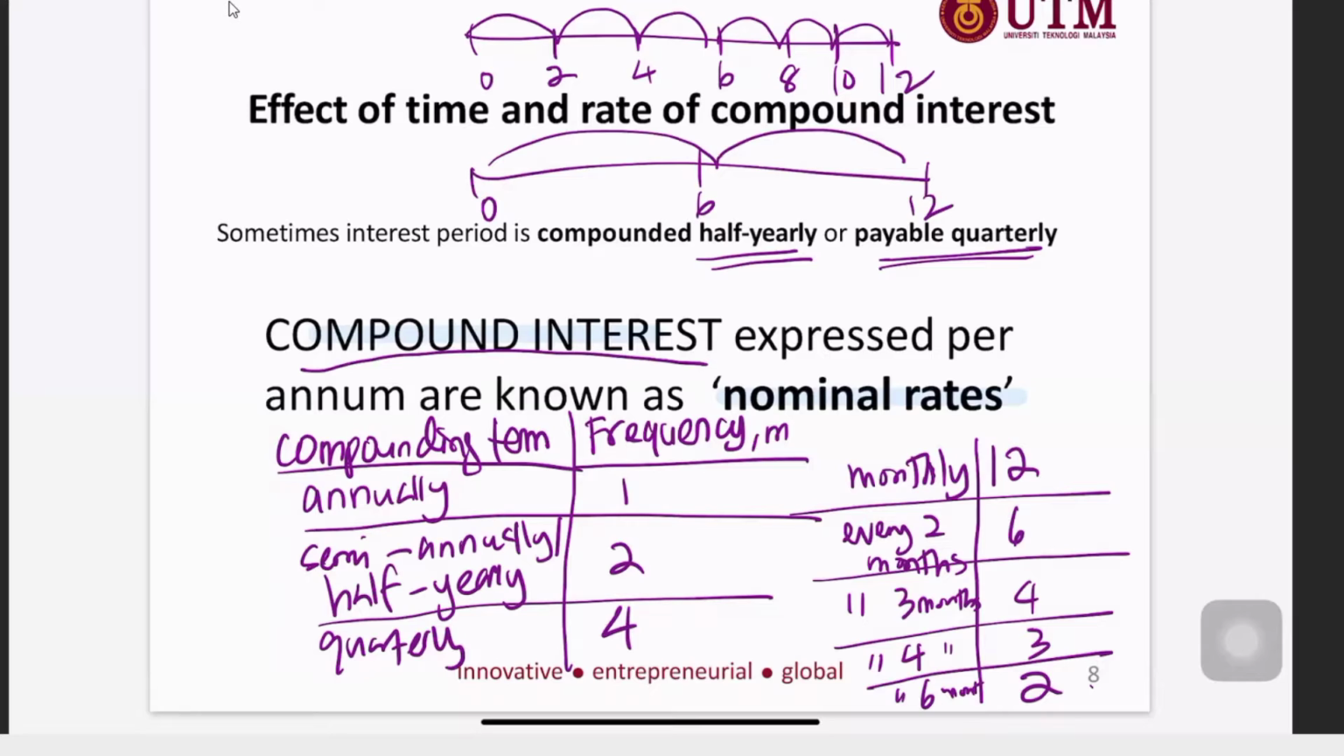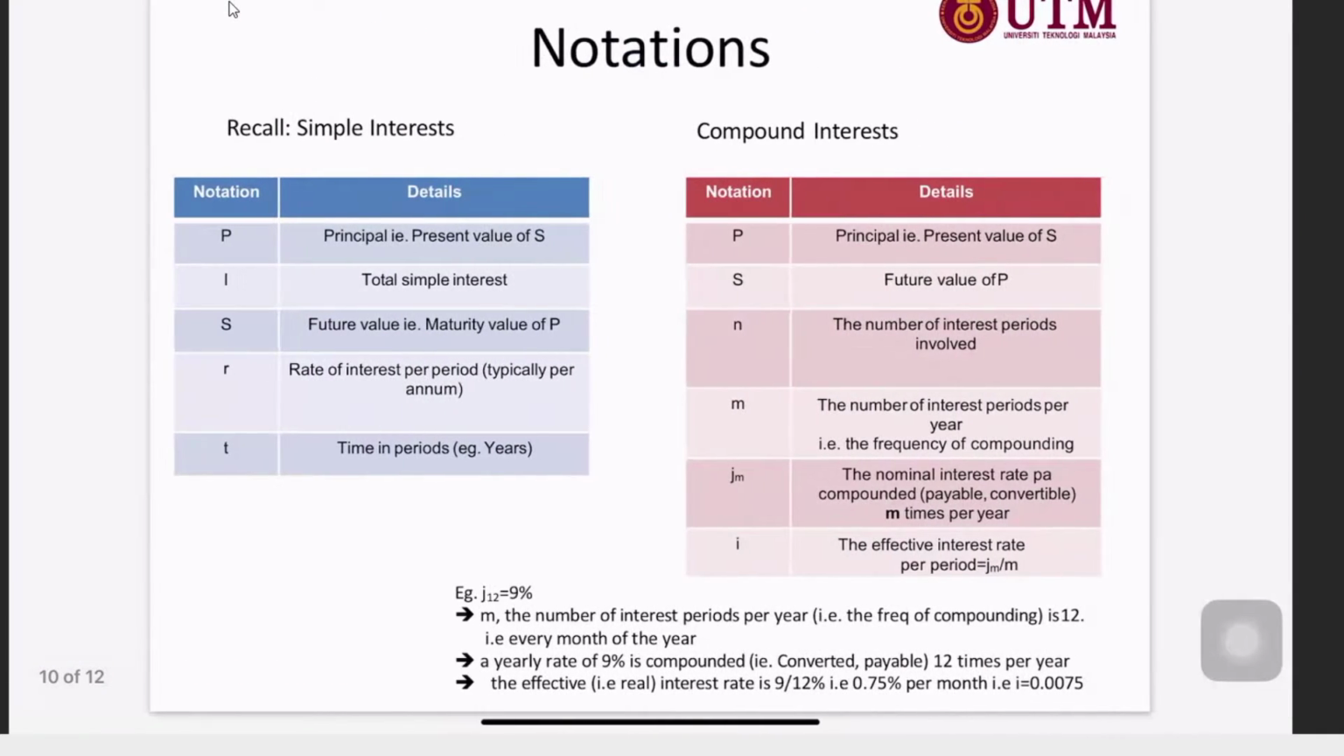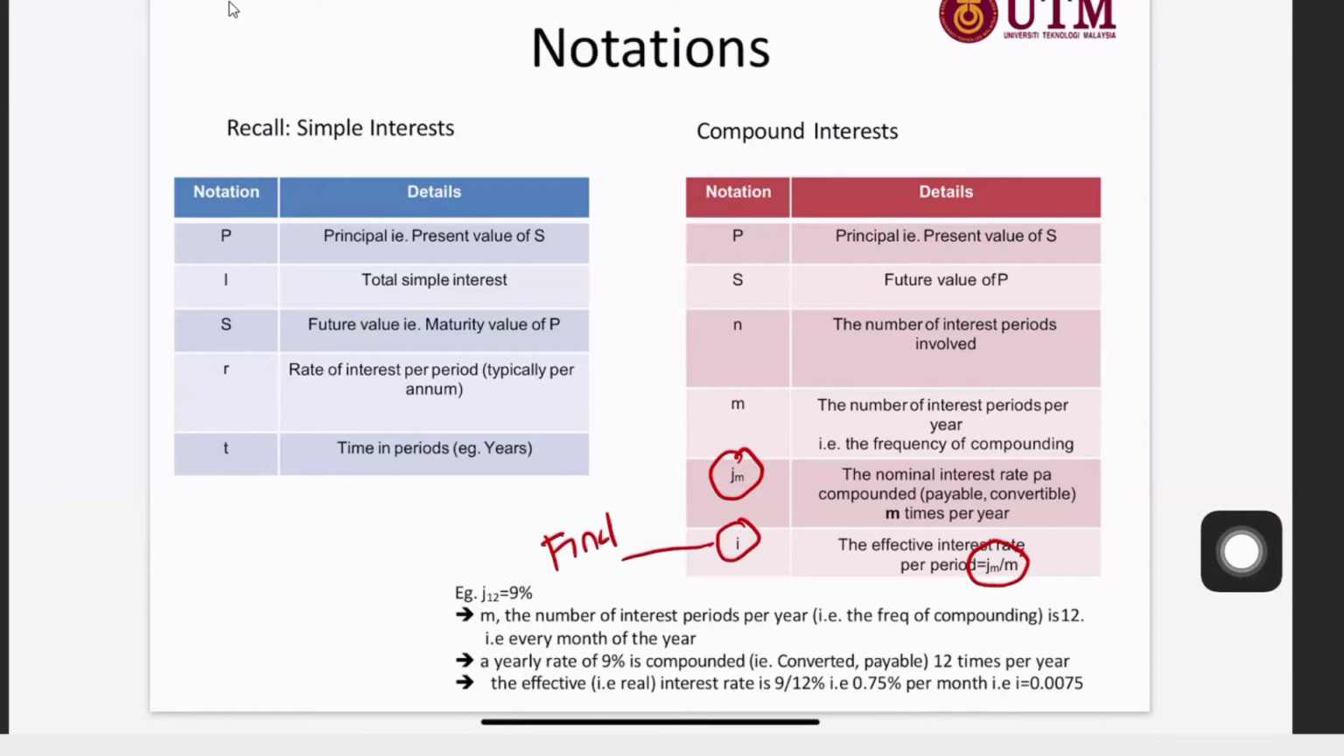And this compound interest is expressed as nominal rates, which is denoted by JM. This is the final interest rate that we are going to use. To get the value of I, the JM will be divided by the frequency of your compounding. We also have the principal amount and the future or accumulated amount. For simple interest, we use T, however for compound interest, we use N, which is the number of compounding periods.